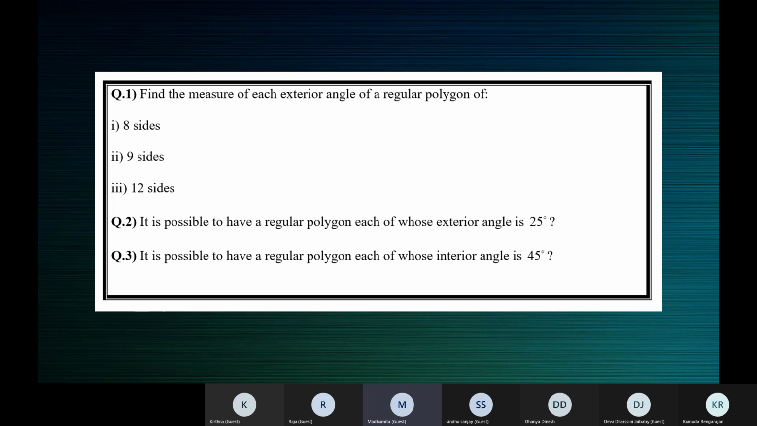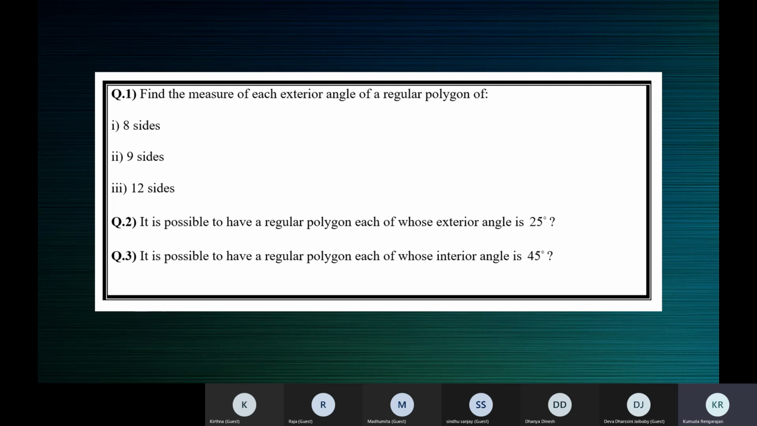So now we have a formula to find each exterior angle. Each exterior angle is equal to 360 by n. So each exterior angle is 25, so 25 is equal to 360 by n. And find n from that.